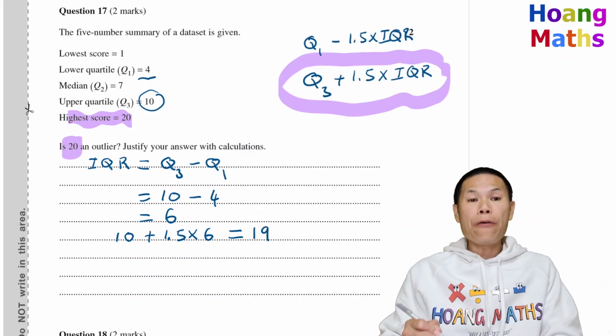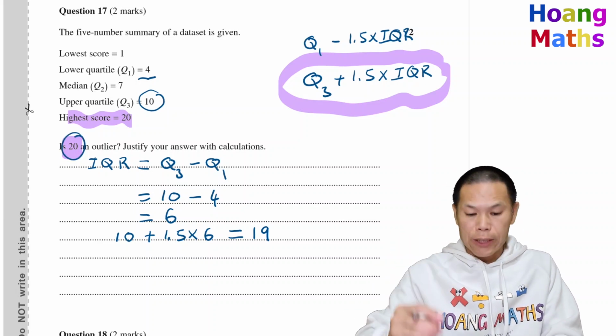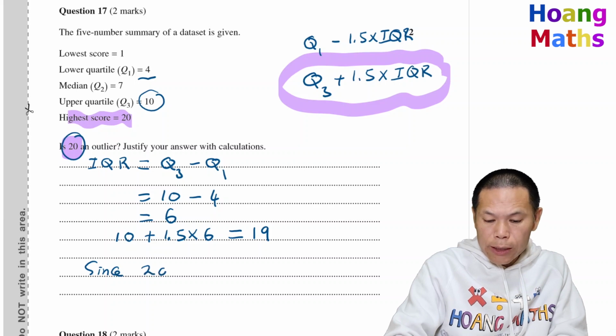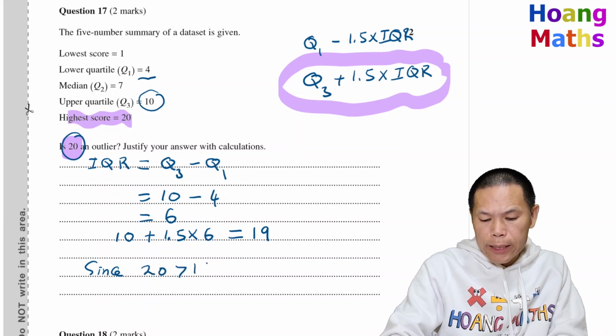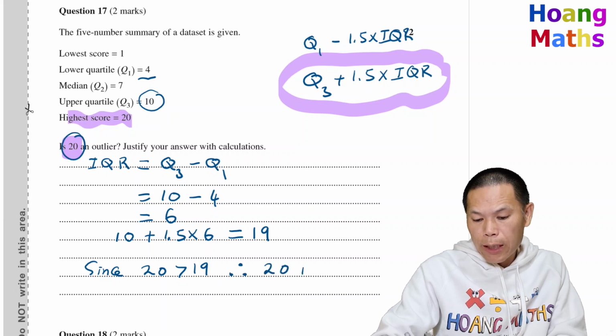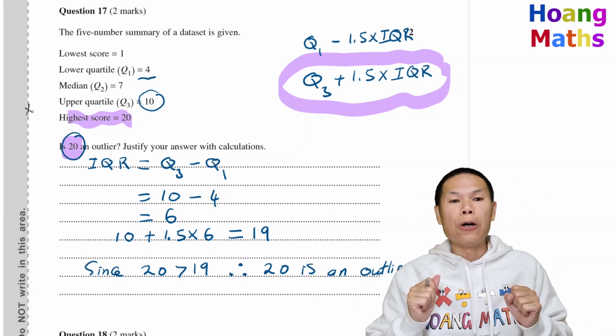So 20 is greater than 19. Since 20 is greater than 19, therefore 20 is an outlier. There you go.